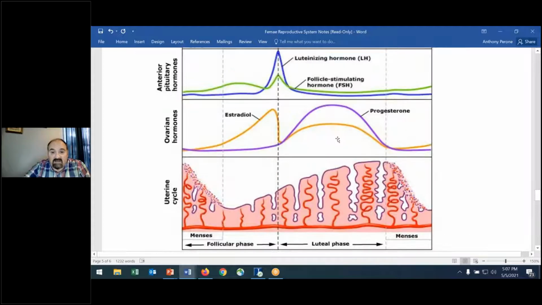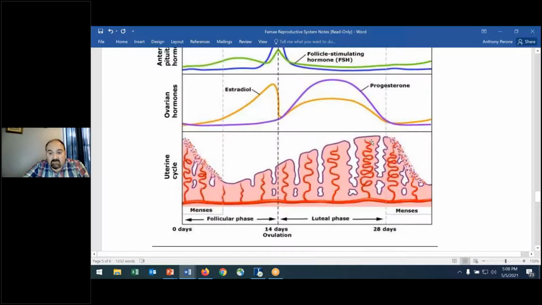And you'll see here that progesterone is pro-pregnancy. So this is really what's trying to produce this nice thick endometrium for implantation of a fertilized egg. Okay, and again, fertilization occurs within the uterine tube.